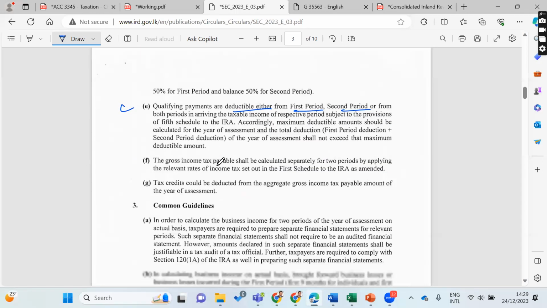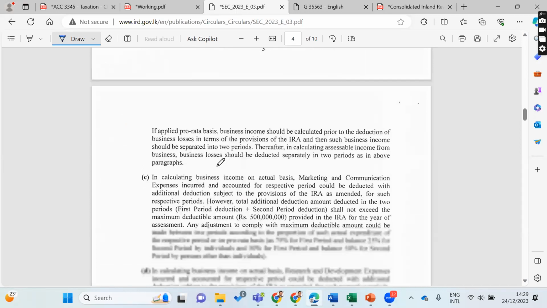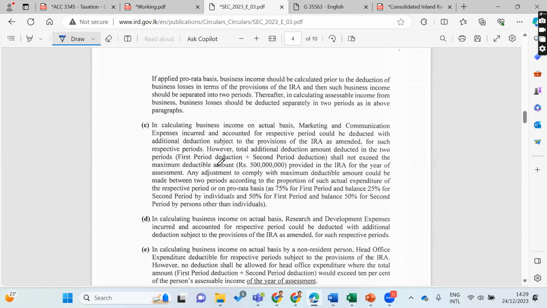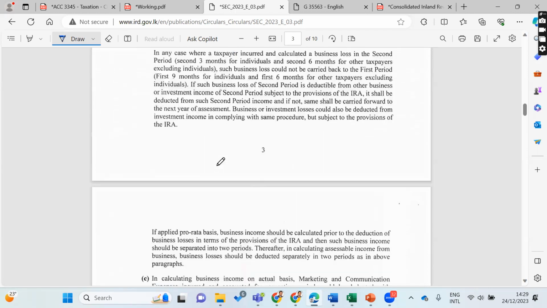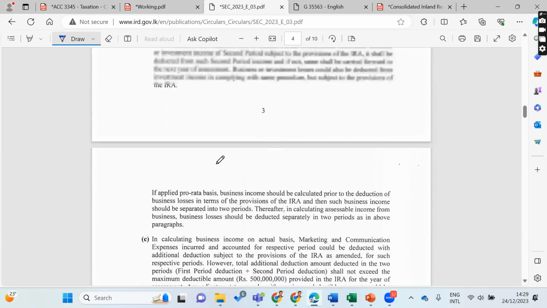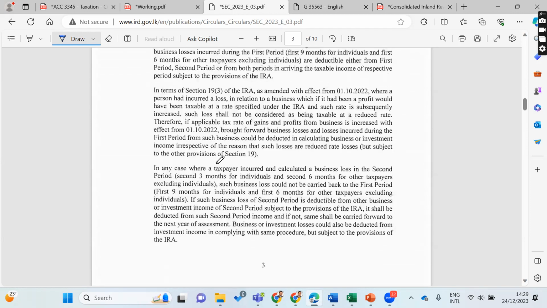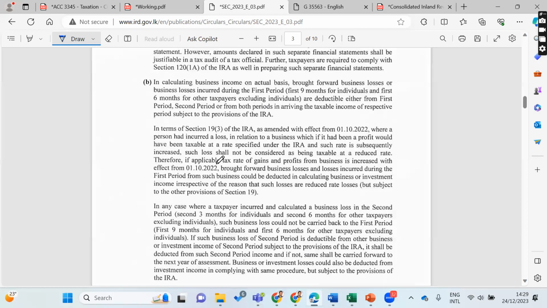Some common questions, I will address here itself. What is that? Markup we discussed, right? Because it's anyway automatically considered. Now, lower rate loss in a company: if you take a lower rate loss for the first period, you can't transfer it to a higher rate in the previous law. But due to the amendment, first period losses, lower rate losses, you can take into the second period, right? Second period, no worries.